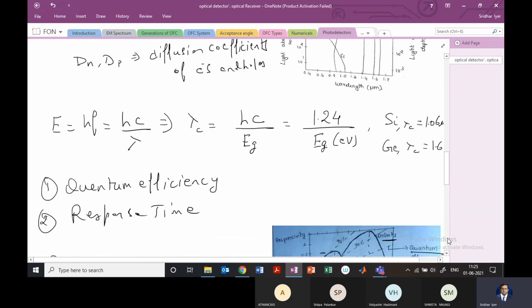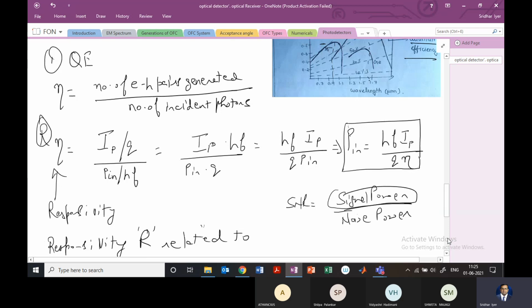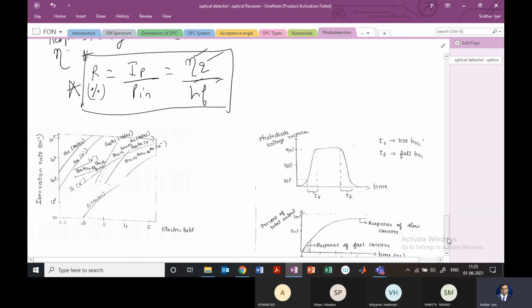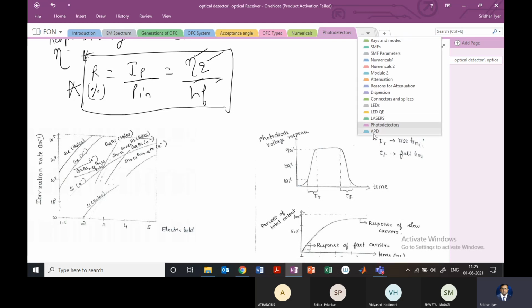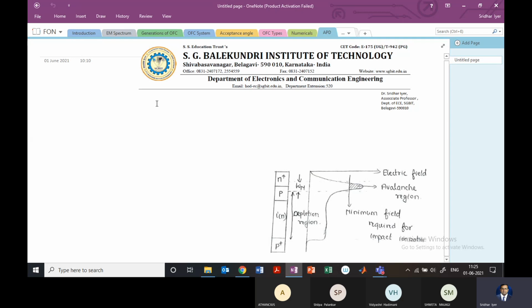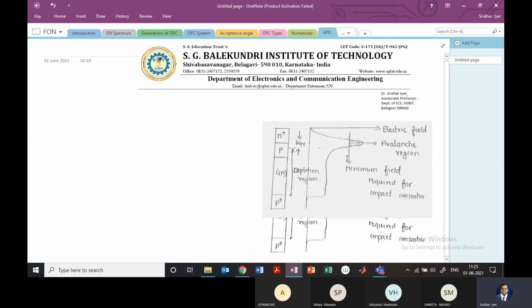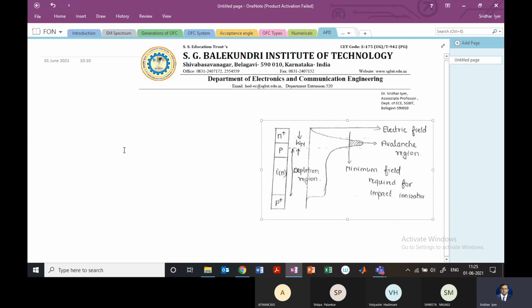So we discussed some mathematics based on that, and then quantum efficiency and response time of the photodetector, and the responsivity, right? We expect the responsivity of the photodetector, the pin diode, to be as high as possible, but usually it is in the range of 70 to 75 when it comes to a silicon pin diode. Okay. So those were some of the basics of the pin diode.